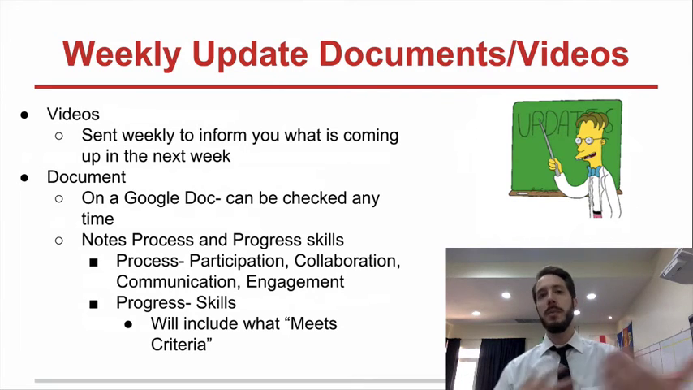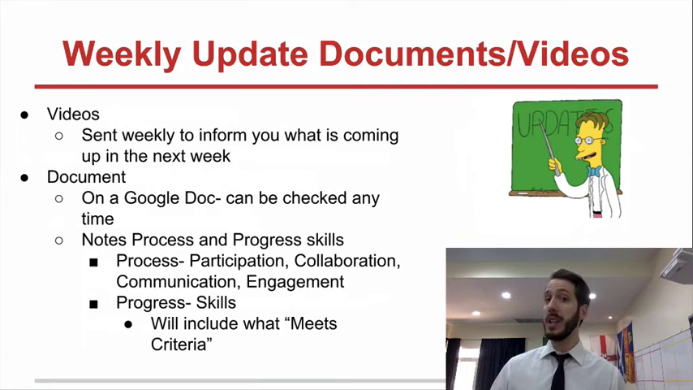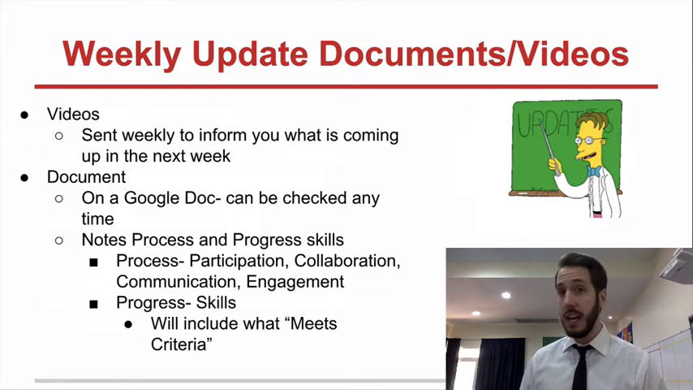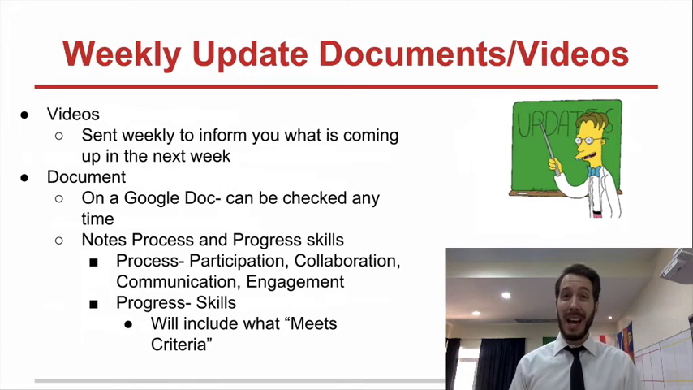Now, how am I going to communicate with you how we're doing in the course? And how am I going to communicate with your parents about how you're doing in the course? Two different ways. One is weekly videos. About every 7 to 10 days, I'm going to send an email with a video to your parents and you, letting you know what's going to be coming up in the next week. Watch those. It keeps you informed about what's coming up down the track.